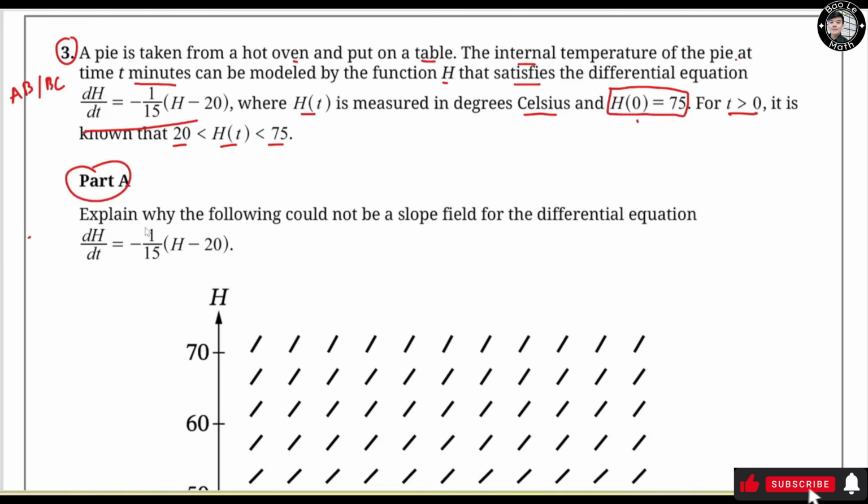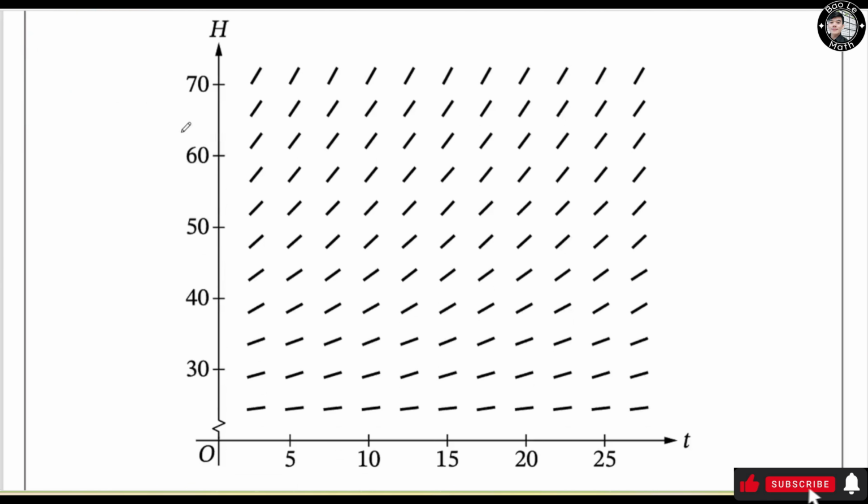Question A. Explain why the following could not be the slope field of the differential equation dh over dt equals negative 1 over 15 times h minus 20. Okay, so observe that the slope field given right here is always positive, right? Use the Christmas tree trick. The lights going this way, positive, lights going this way, negative, right?